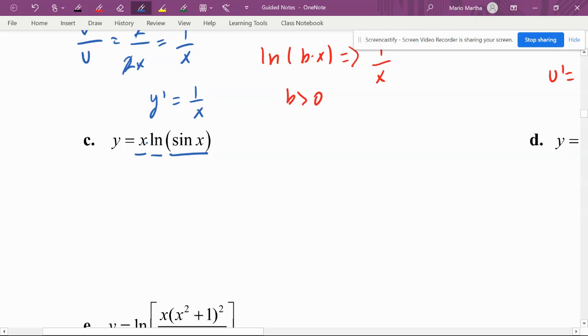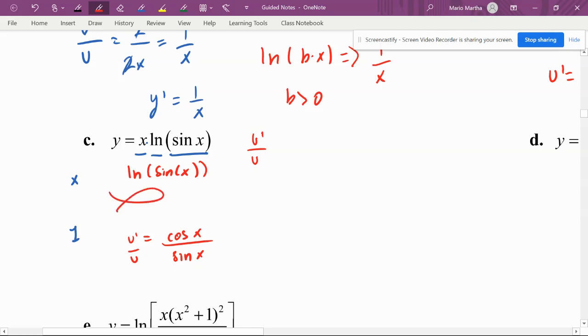Just to make it a little easier, x, the derivative of that is 1. And then the natural log of sine of x, the derivative of that again is going to be u prime over u. So that's what I need to find to get down here, right? u prime over u. The derivative of sine is cosine of x, and then u is just sine of x. All right, so that's pretty much what it is.